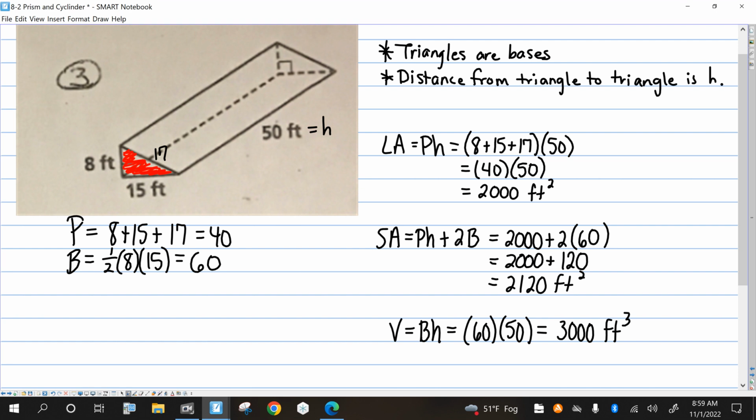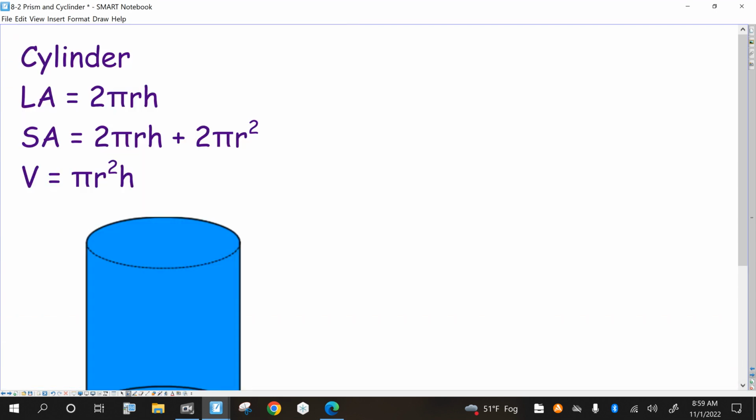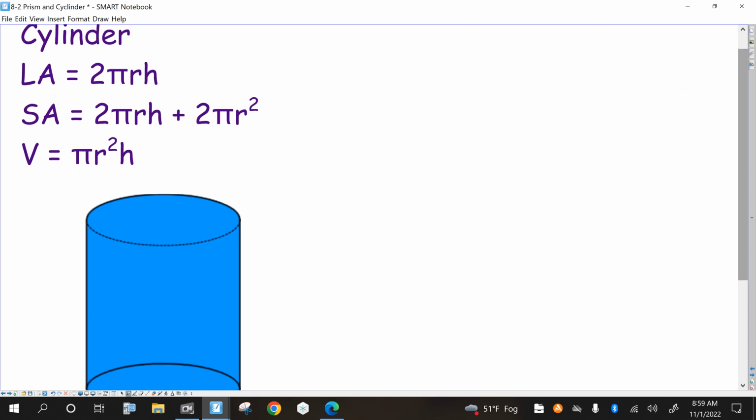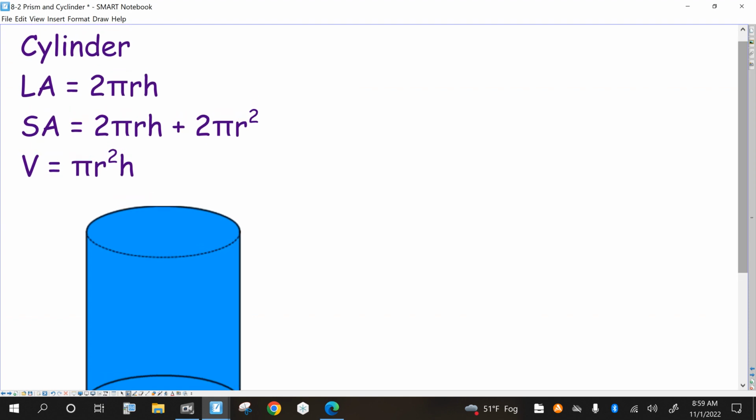All right, so that's enough about prisms. You have, I think, 3 of these to do on your homework. No, there's actually 4, where you find lateral area, surface area, and volume. So we need to talk about one more thing before we get to that homework, and that is cylinders. Cylinders are like cans of food or whatever you want to call them.